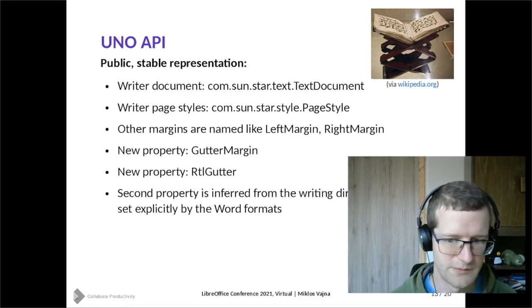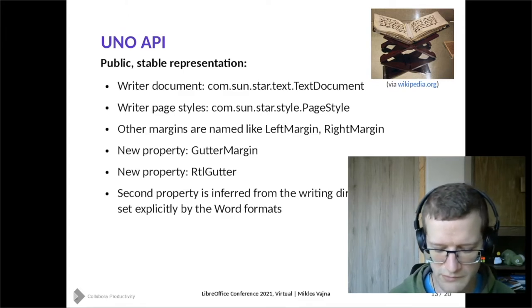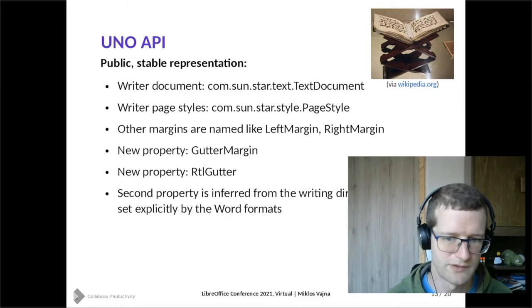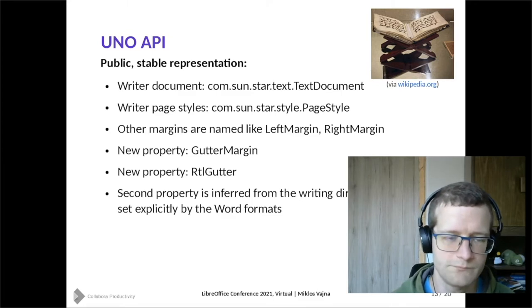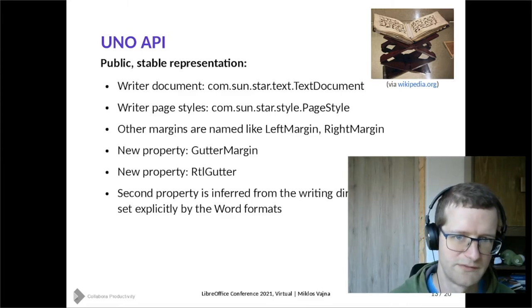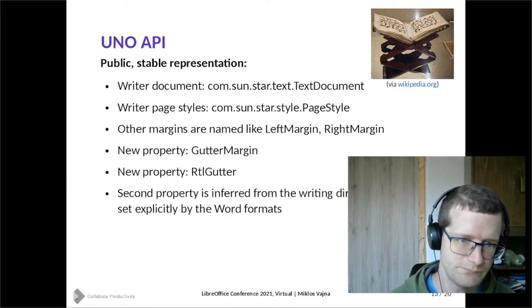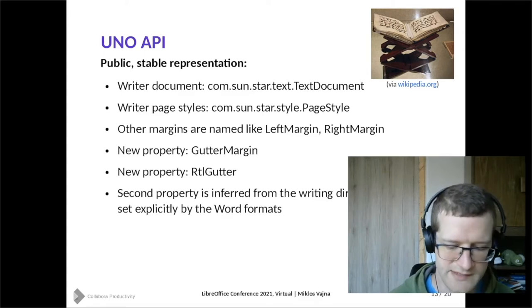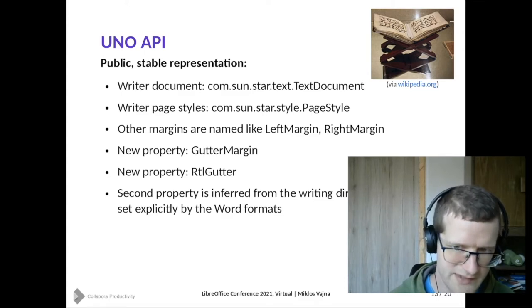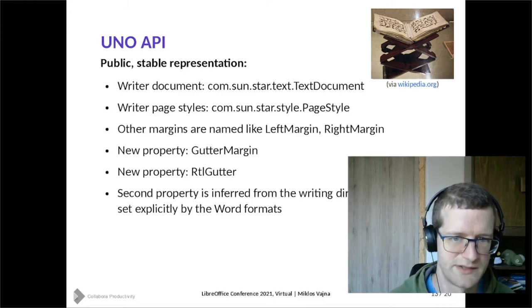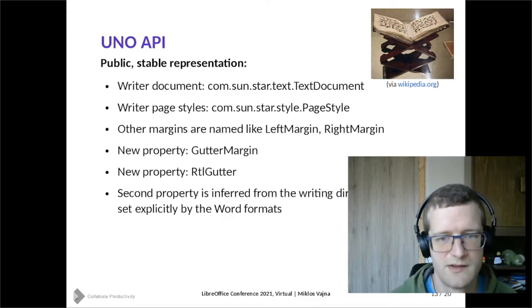Once you have a document model, the next step is some public UNO API, some new UNO property for this, because this is how most of the work done by the ODT import and the DOCX import is done. It will build the document model using the UNO API. So again, for the Writer document, we have the com.sun.star.text.TextDocument service, and inside that we have the various style families. We have the page styles, and one page style is represented by this com.sun.star.style.PageStyle service.